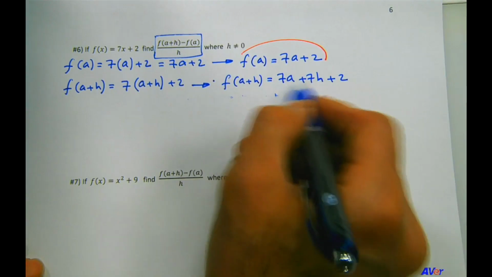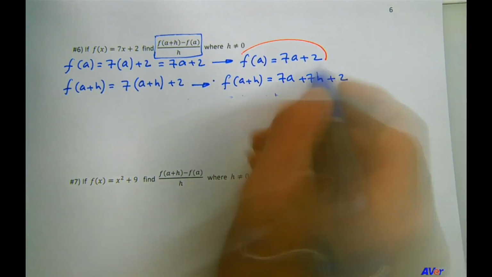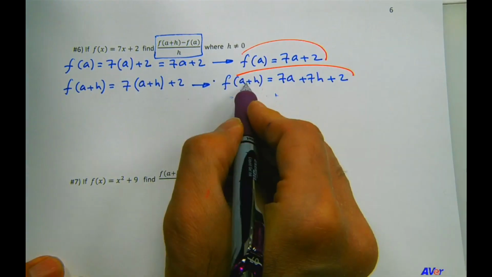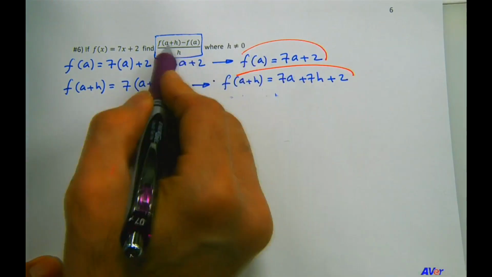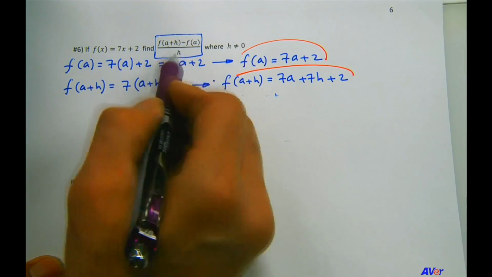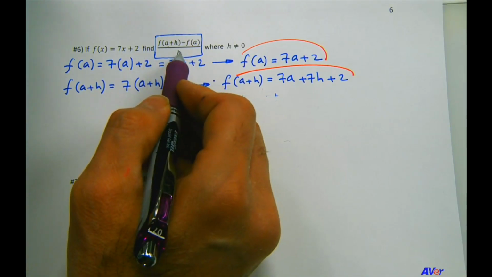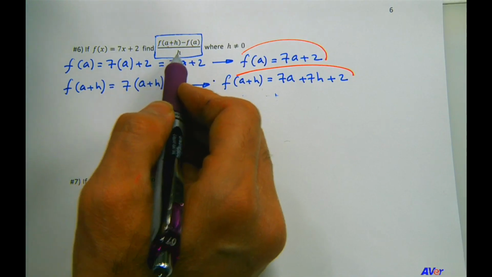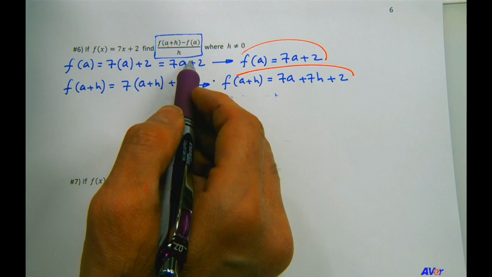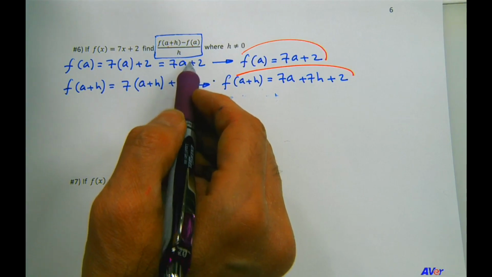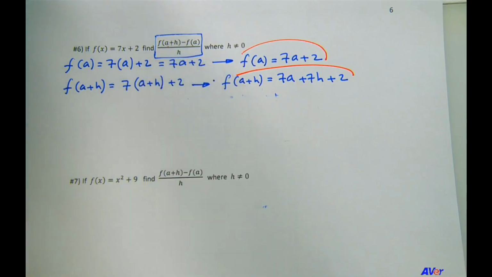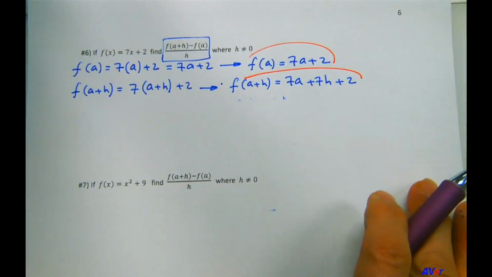Can we simplify anything here? No. That's it. We've got f of a plus h and f of a. We've got the two pieces we need to calculate the difference quotient. h is h. Don't worry about it. It's just in the denominator. We worry about it when we simplify things. But don't worry about what its value is. It doesn't matter. Okay, so now let's calculate the difference quotient.